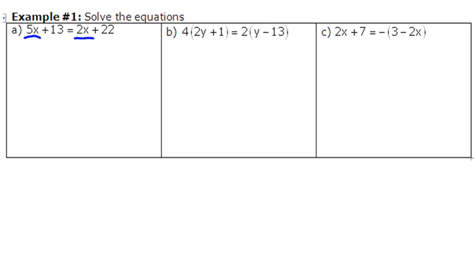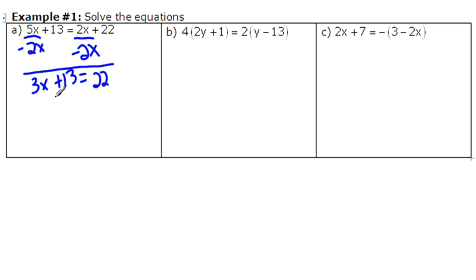Now, when you move the entire variable over to one side, you use addition or subtraction to do this. Since I started with a positive 2x, I'm going to use a minus 2x to move it to the other side. So 5x minus 2x is 3x. So I have 3x plus 13. 2x minus 2x is 0. It cancels out. So I'm left with 22.